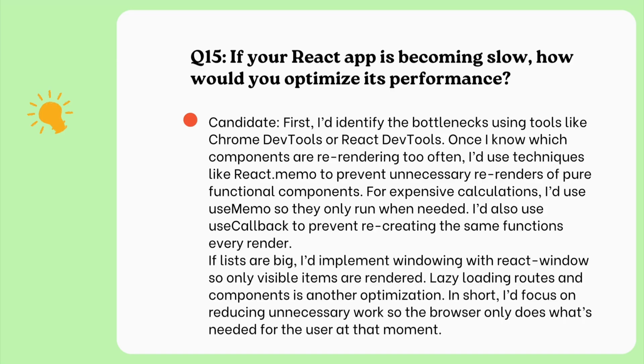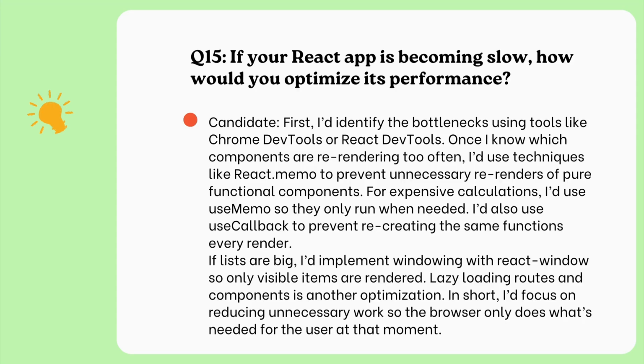First, I'd identify the bottlenecks using tools like Chrome DevTools or React DevTools. Once I know which components are re-rendering too often, I'd use techniques like React.memo to prevent unnecessary re-renders of pure functional components. For expensive calculations, I'd use useMemo so they only run when needed. I'd also use useCallback to prevent recreating the same functions every render.